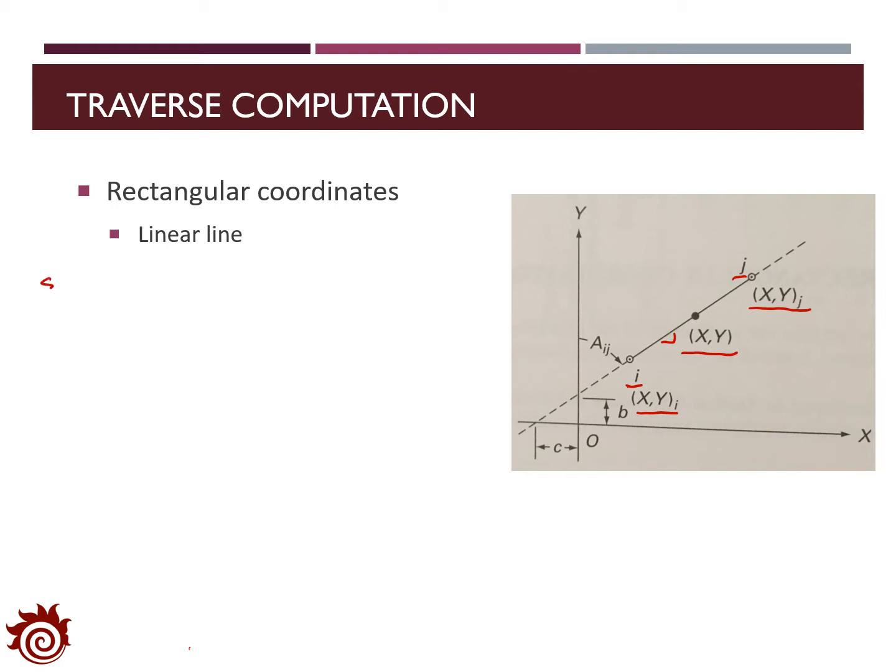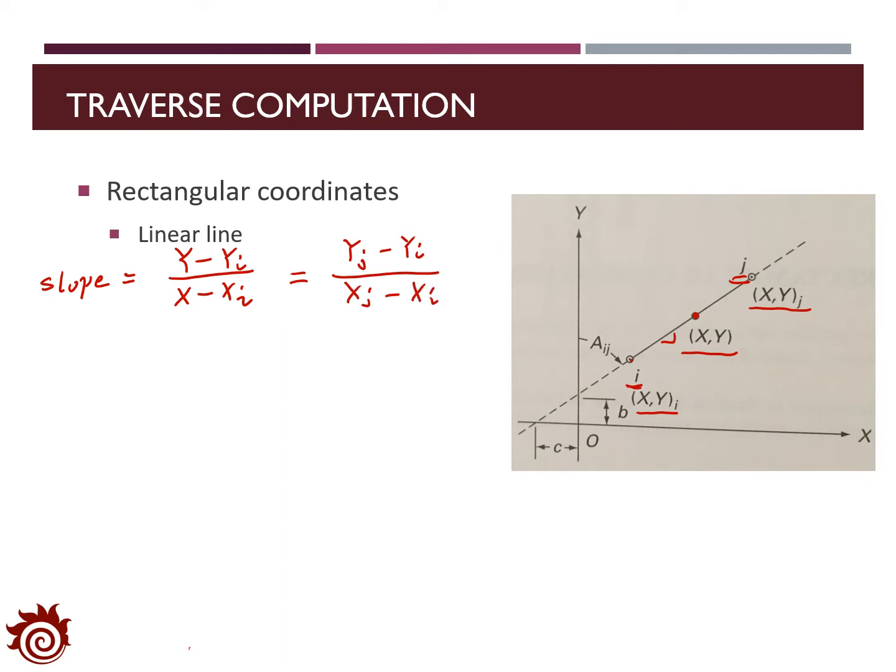For the slope, we will have y minus yi divided by x minus xi. This is one definition based on the point of i and the point in the line. Also, we can define the slope based on the start and end point, which will give you the value as yj minus yi divided by xj minus xi.